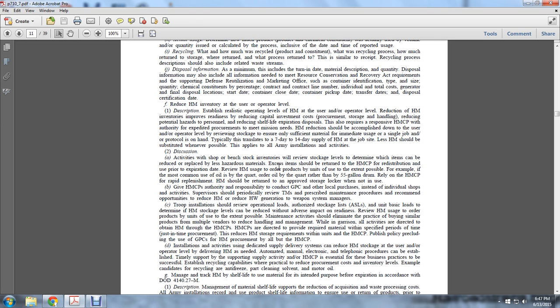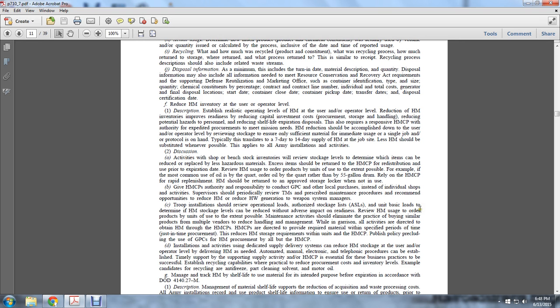Give the hazardous material control program the authority and responsibility to conduct the GPC purchases, other than local purchase, instead of the individual shops. Activity supervisors should periodically review TM prescribed maintenance procedures, recommend opportunities to reduce hazardous material, reduce hazards and waste generation, and report to the weapon system managers. Troop installations should review operational loads, authorized stock usage, and unit basic loads to determine whether hazardous material stockage levels can be reduced without adverse impacts on readiness.